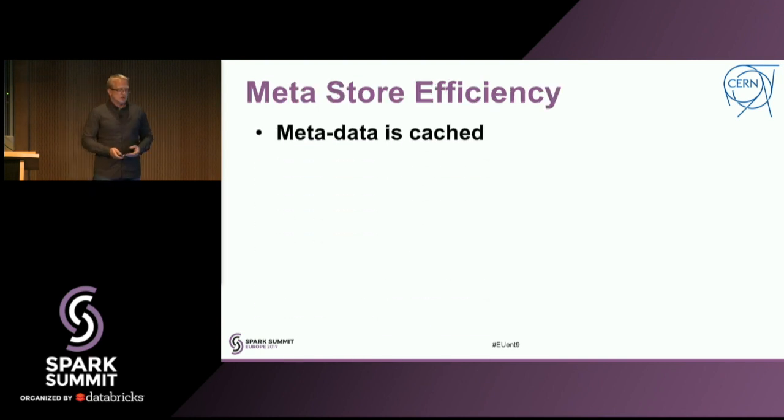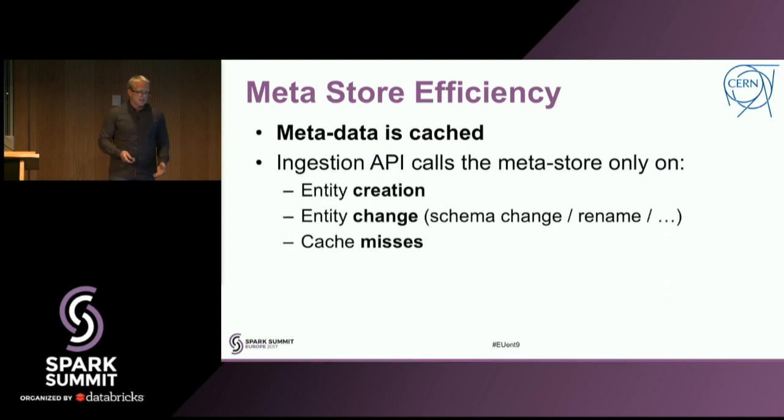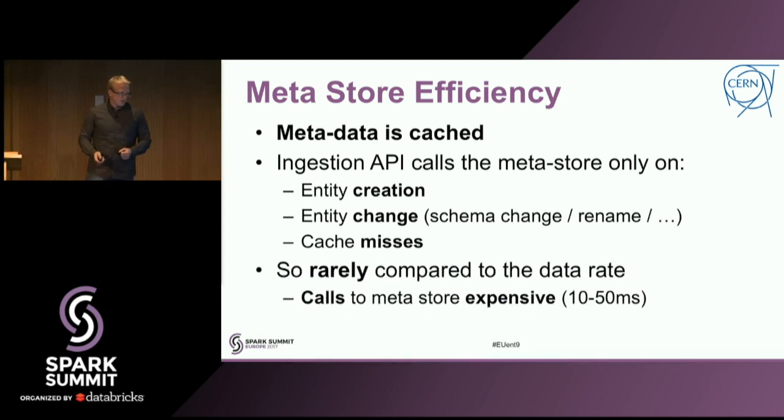Then this Metastore: if you send many, many records, this has to be efficient. You cannot contact the database with every record. So the metadata is cached, and we call this service only on entity creation, entity change, or cache misses. At the beginning, when you start up your process, you're going to have some cache misses. So actually, this service is called rarely. That's a very important property of it.